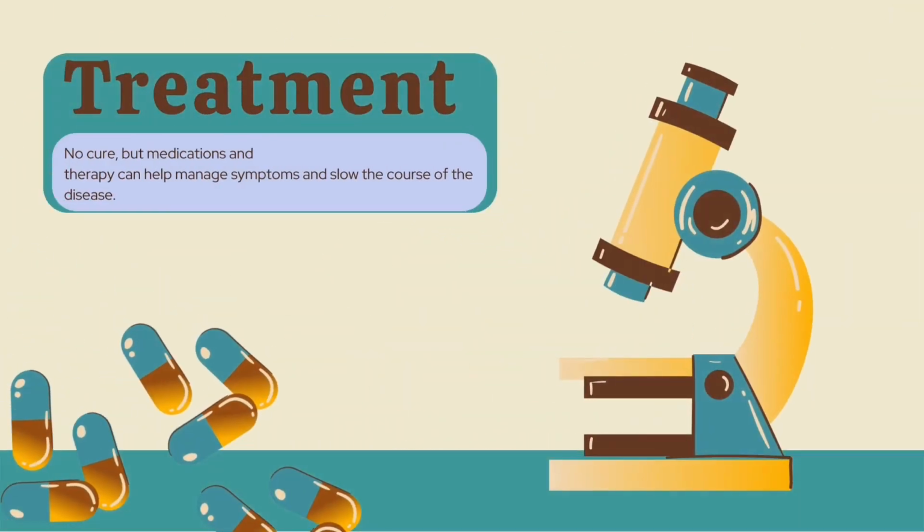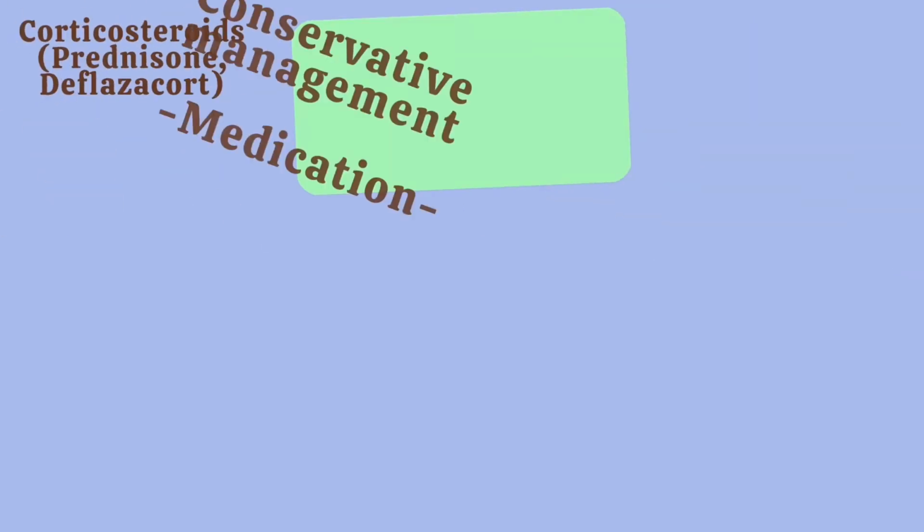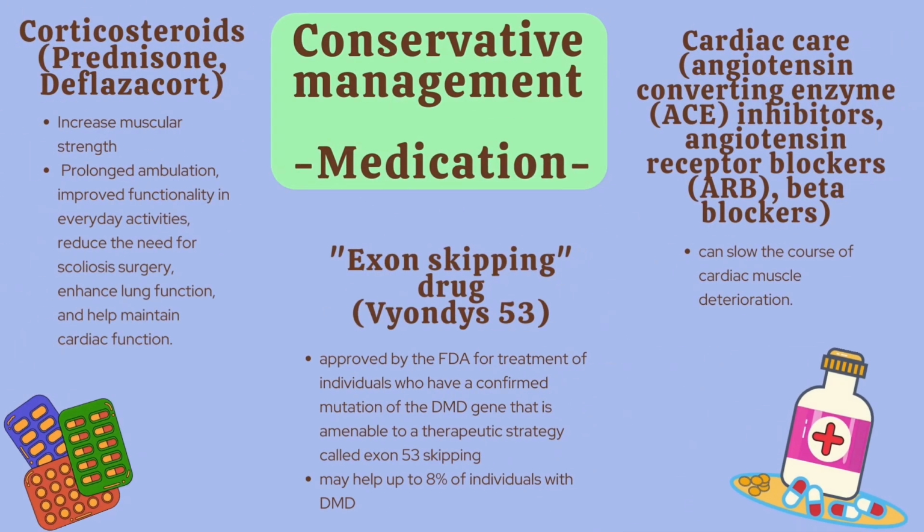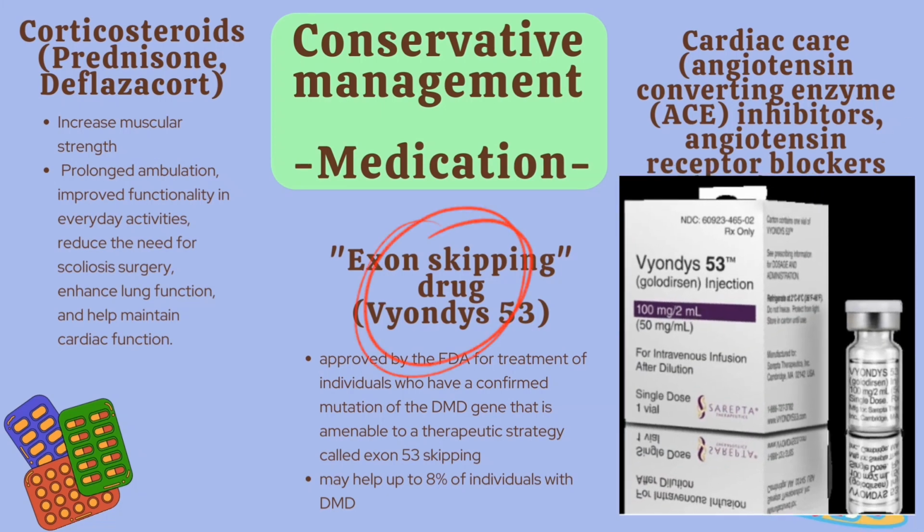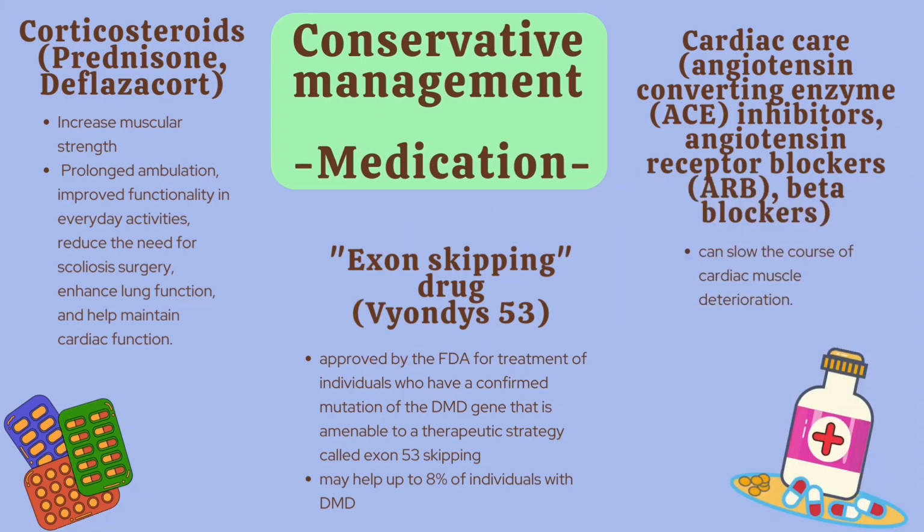For the treatment, actually there's no specific cure for muscular dystrophy, but medications and therapy can help manage and slow the course of this disease. First is medication under conservative management. Corticosteroids, for example prednisone and deflazacort, have been found to increase muscular strength, and Vyondys 53 may help up to 8% of individuals with Duchenne muscular dystrophy.